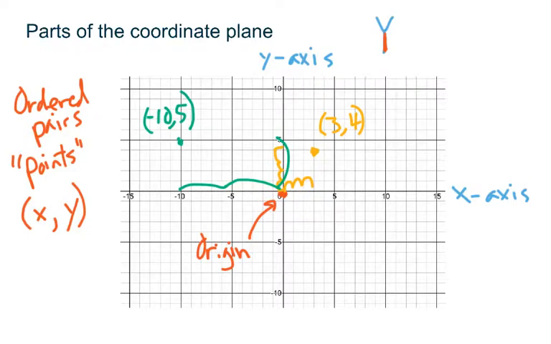Next thing I want to talk about is something called quadrants. Now, if we think about that word quadrants, one second, let me write it, quadrants.